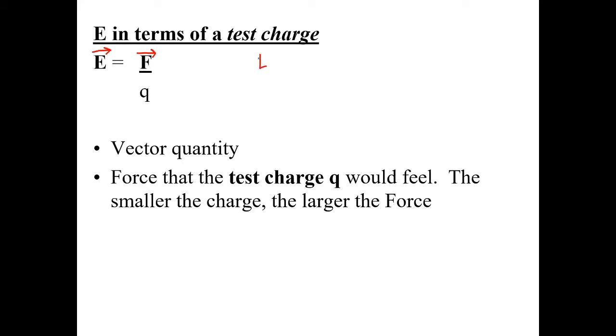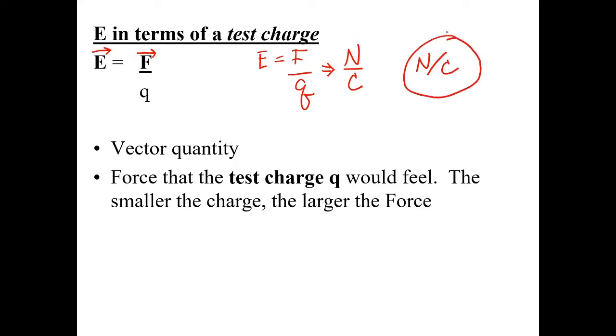So E equals F over Q. And the reason that's handy is because it helps us know the unit that we use. Force is always in newtons, and charge is in coulombs. So for the electric field, it's newtons per coulomb is the unit that we use.